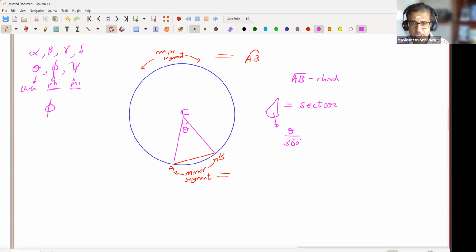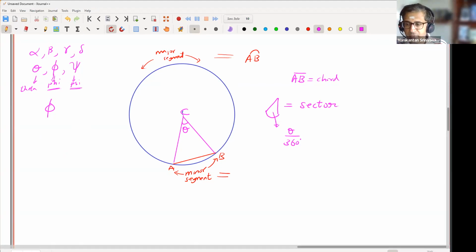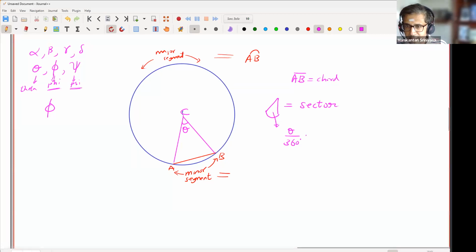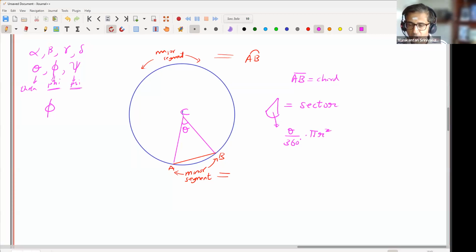Okay, now back to this question. If the center angle is theta, the area of the sector becomes theta upon 360 times pi r square, since the area of the entire circle is pi r square, and the sector is occupying a fraction which is theta upon 360. So that's a sector. This into pi r squared is the area. Why pi r squared? Because pi r square is the area of the entire circle, and the proportion of the circle that this sector occupies is theta upon 360.